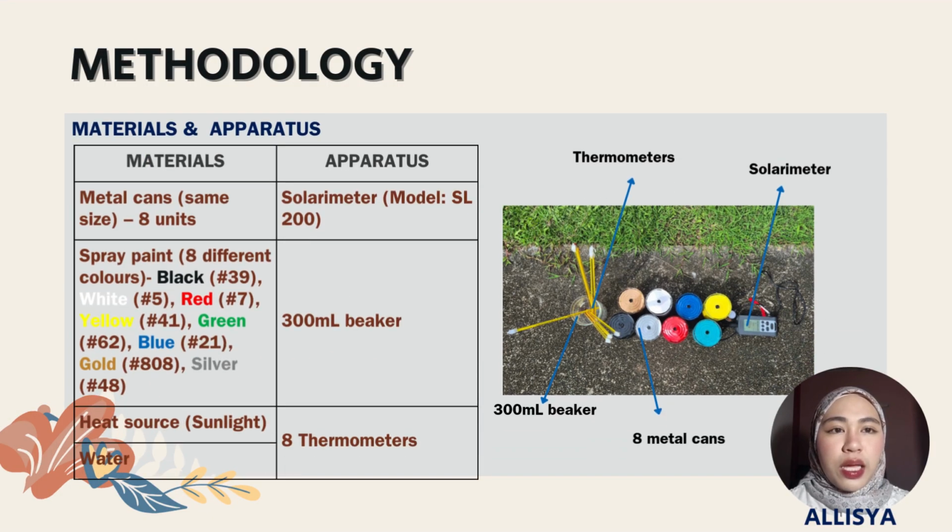The materials are 8 metal cans. Each is spray painted in black, white, blue, red, yellow, green, silver and gold, with sunlight and water. While for the apparatus, we need a solarimeter, a 300 ml beaker and 8 thermometers.